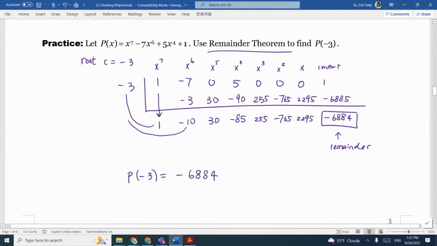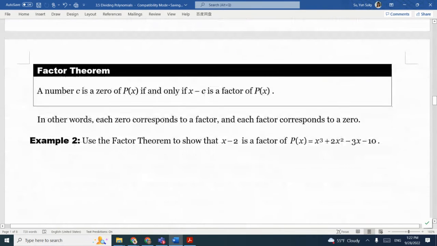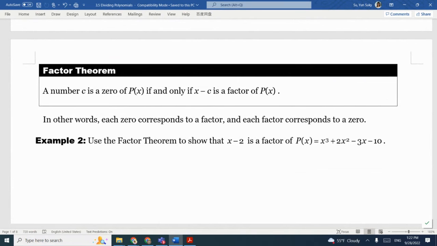All right. Remainder theorem and then factor theorem. Okay, so factor theorem. A number c is a 0 of p of x if and only if x minus c is a factor of p of x. Do you remember how we solved polynomial equations? We move all the terms to the left-hand side and then we factor it, right?